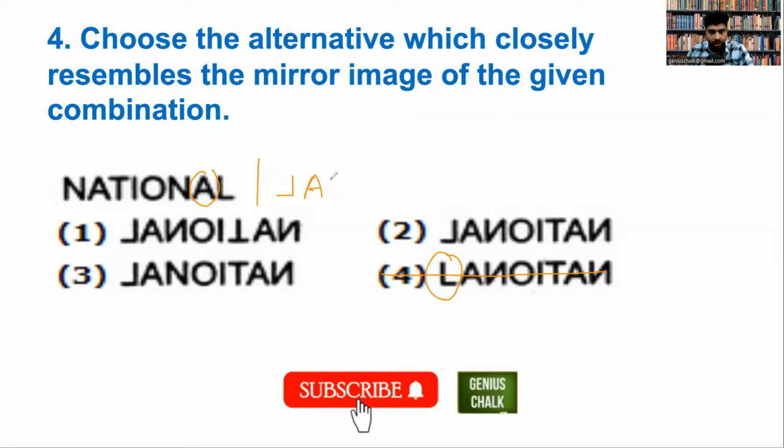N, the mirror image has to be like this. Which of the options is not? You can see that in this option, the third option, N is same. Right? So this is not the correct answer. So two options have been rejected. Now focus on these two.